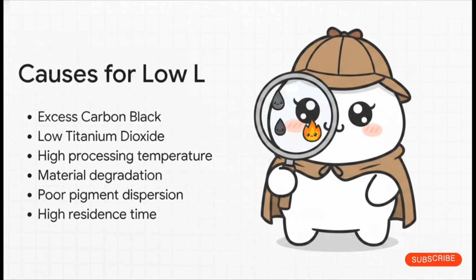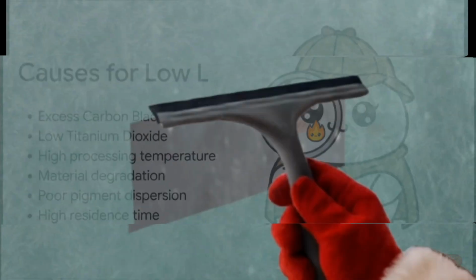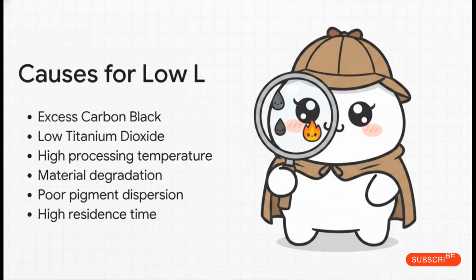Now, the rapid detective work begins. A low L value could actually be caused by a bunch of different things. It might be an excess of carbon black in the mix, or maybe too little titanium dioxide. But here's the catch. It's not always the formulation. It could be a high processing temperature causing issues, it could be material degradation, it might just be poor pigment dispersion, or even a high residence time inside the machine itself.